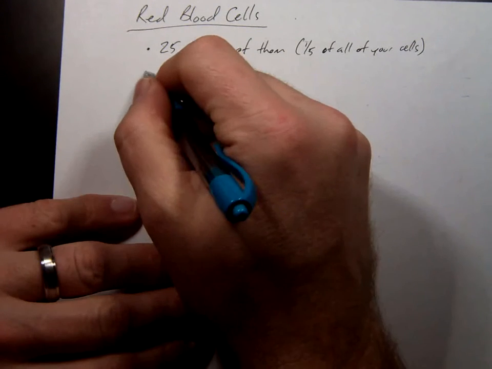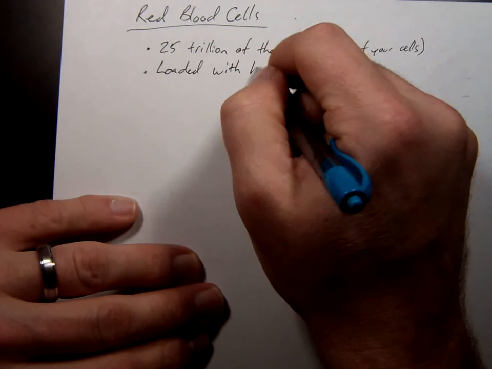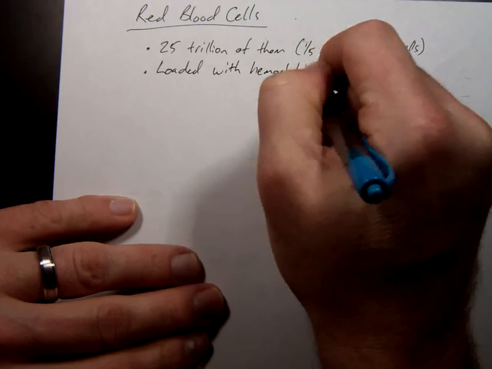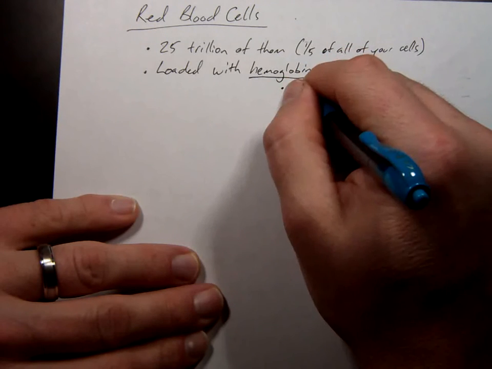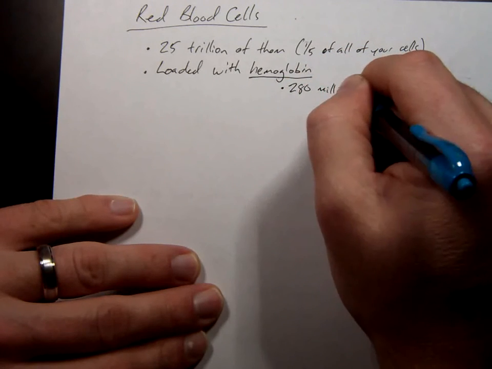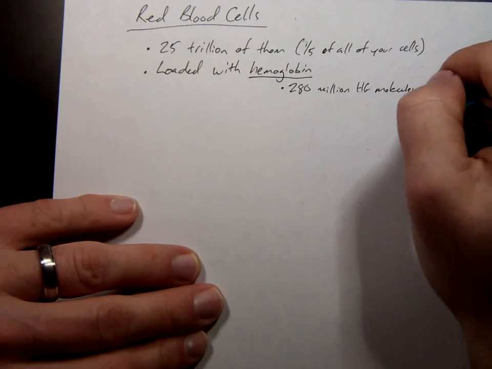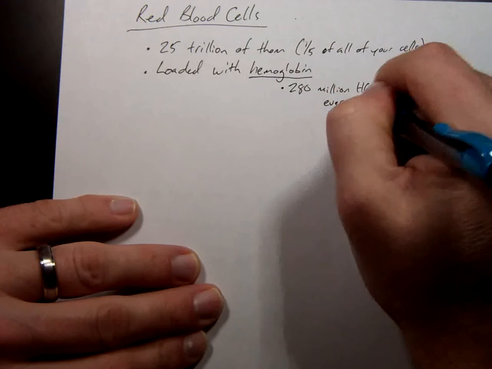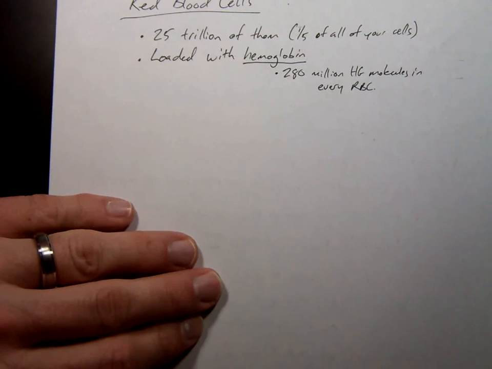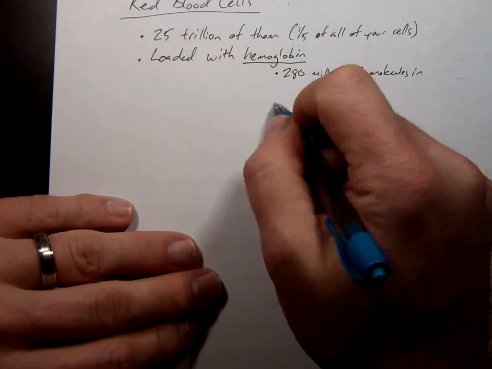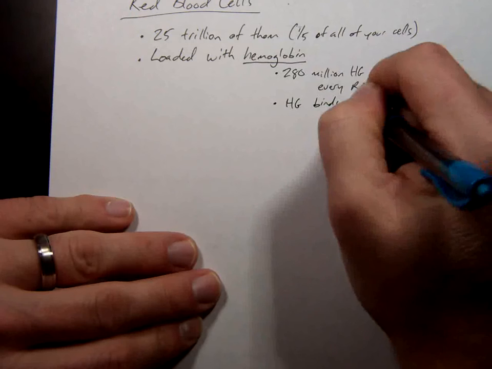They are loaded with hemoglobin. There are, in fact, so many, there's 280 million hemoglobin molecules in every red blood cell. 2 more bullet points and we'll call it a day. 280 million of them. Hemoglobin binds to what?